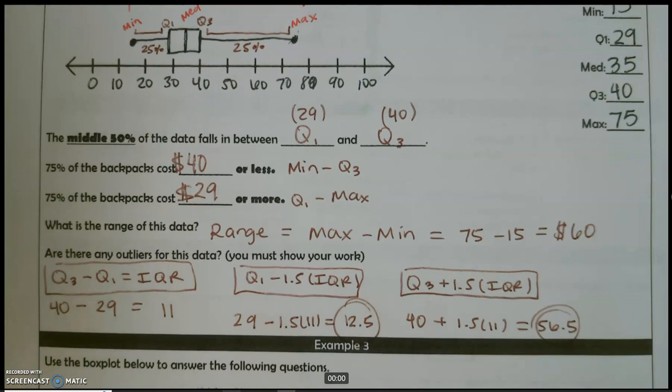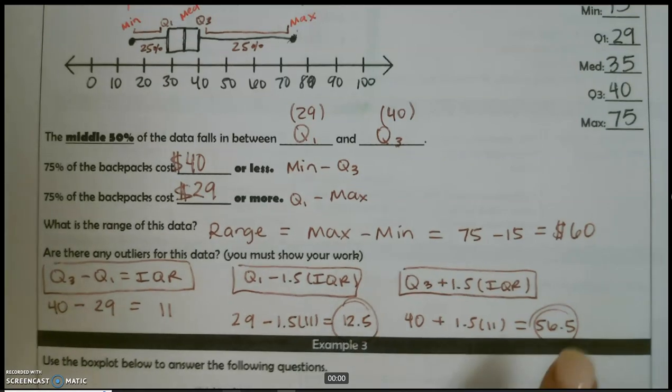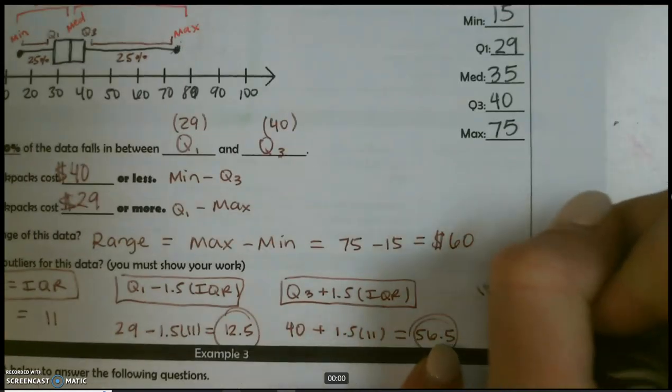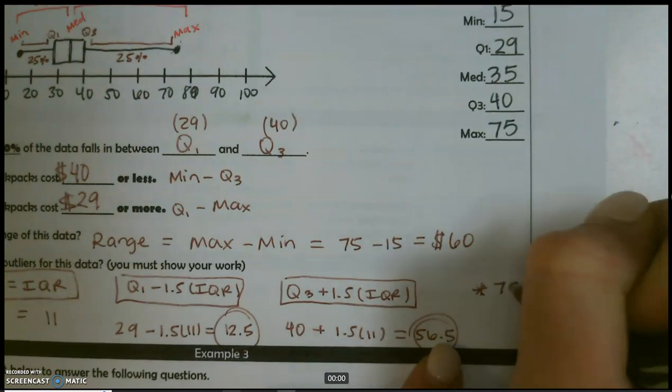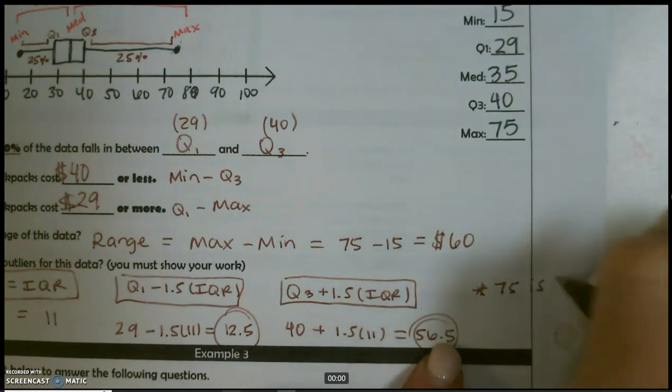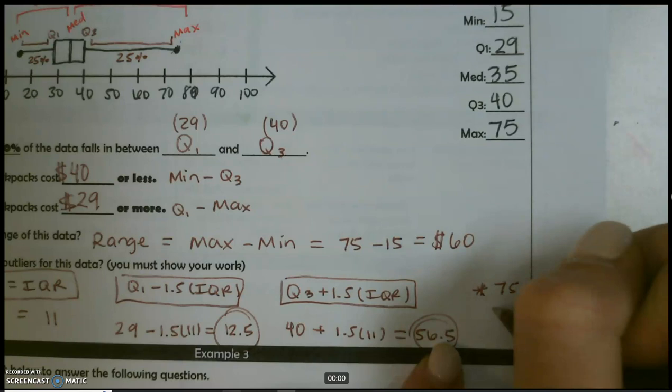So there are no backpacks that cost less than $12.50, but there are backpacks that cost greater than 56.5, and there's actually only one of them, and it's at 75, right? It's at maximum. So I would say 75 is the only outlier.